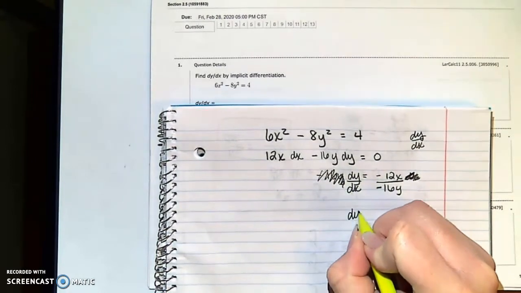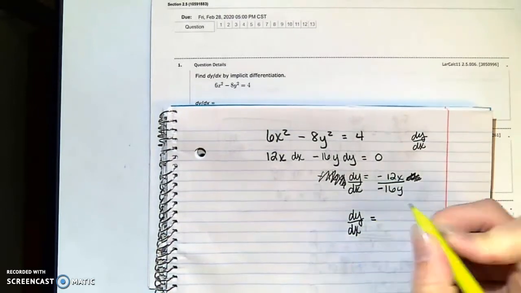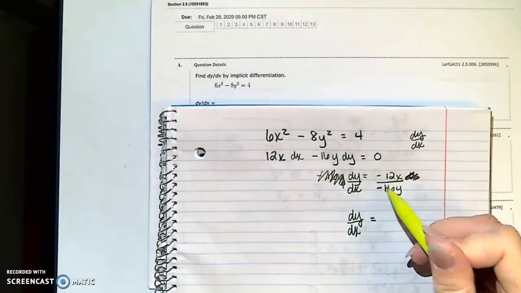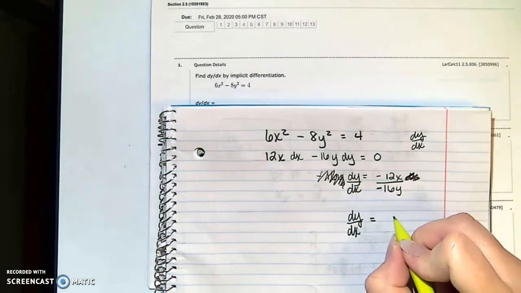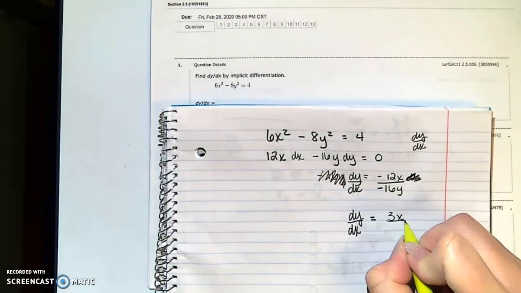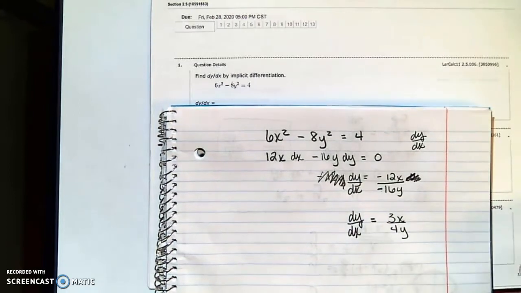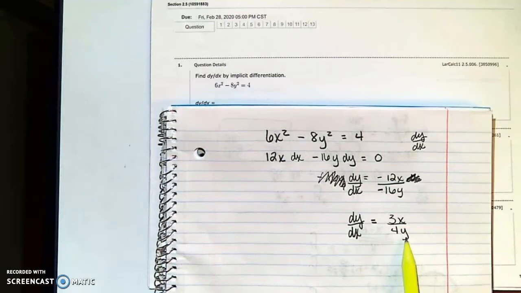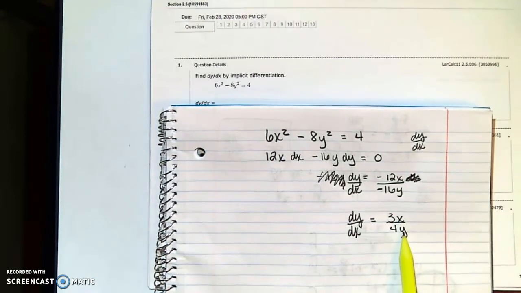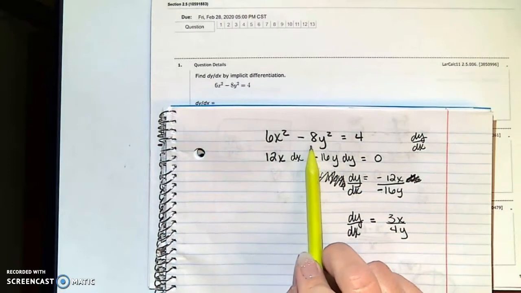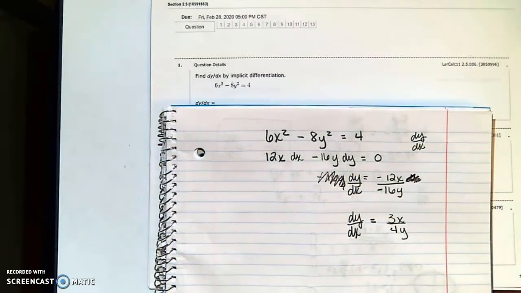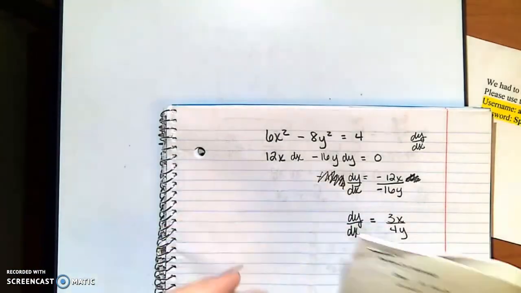So now I have dy dx equals, my negatives cancel. 12 over 16 is going to reduce to 3/4, and x stays on top and y stays on bottom. So what you have is the formula for slope of the tangent line for any point on the graph. And remember, this includes x's and y's because it's not a function. Or you have the formula for instantaneous rate of change or velocity. So that is an example. Let's get a couple more in here.